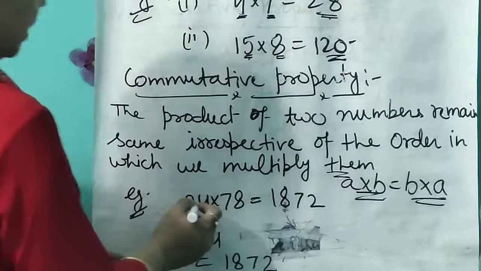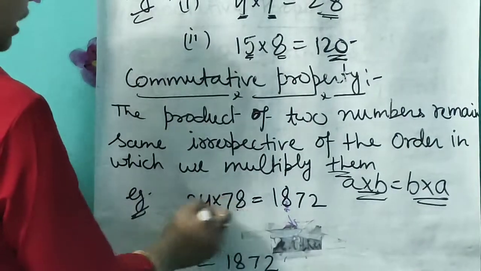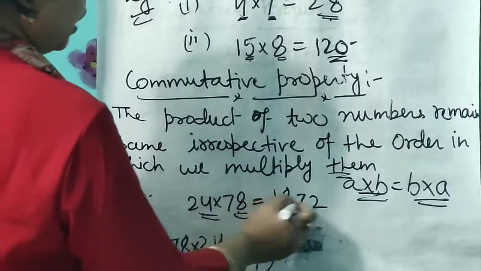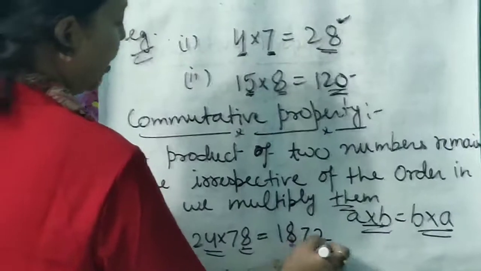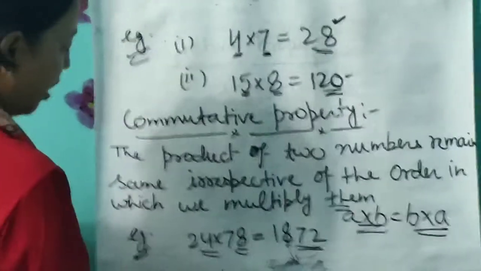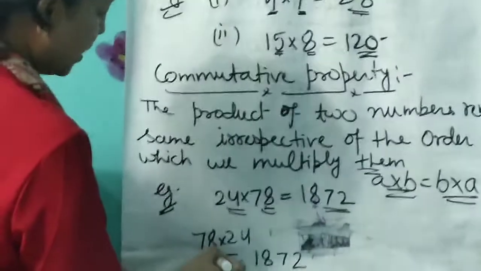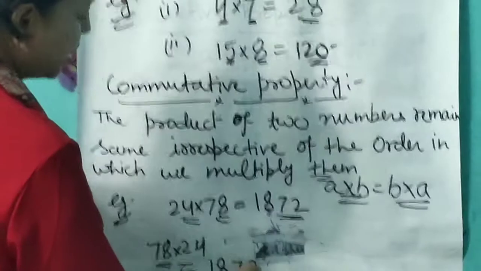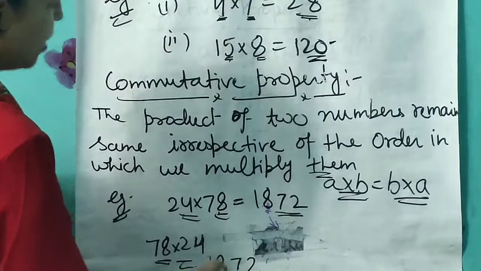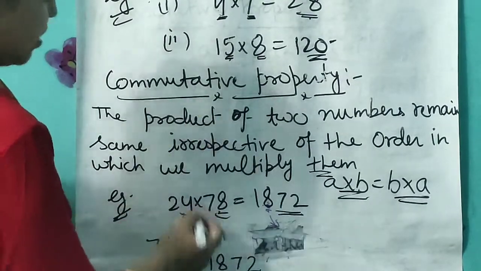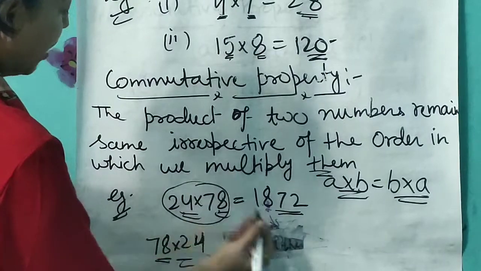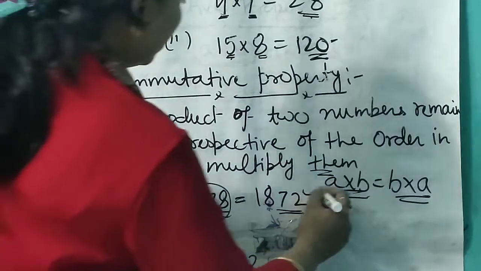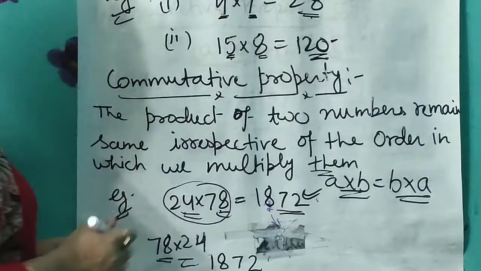Now here I multiply 24 and 78. The result is 1872. And if you change the order, writing 78 first and then 24, then also the result will be 1872. So this is known as the commutative property. It means if the order of the numbers is reversed, the result is still the same. So this is the commutative property.